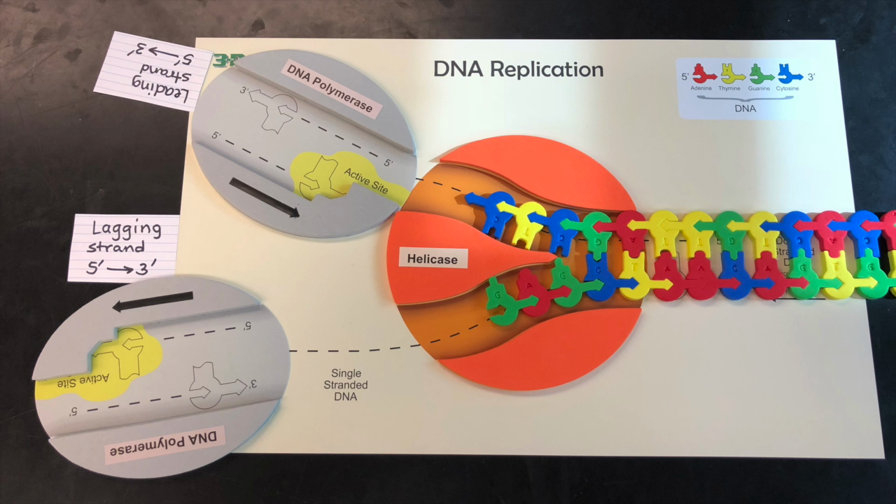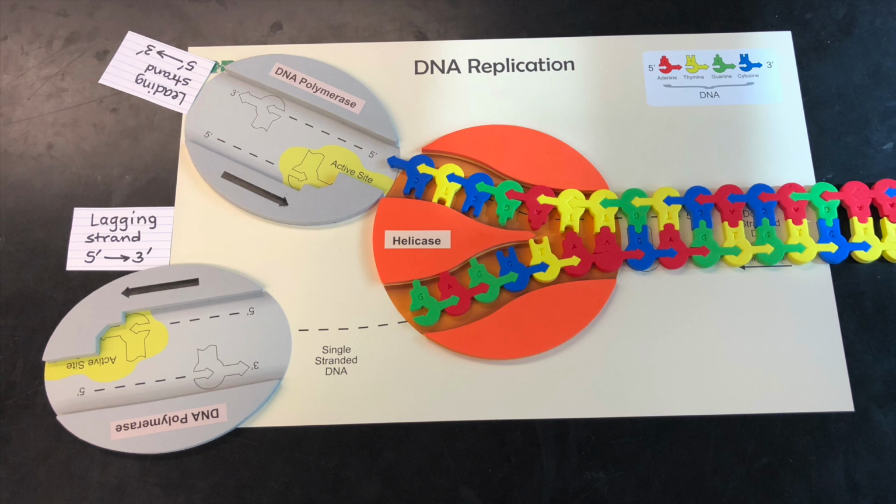From the replication fork, the DNA is split into two. A helicase unwinds the double helix into two parts, with one side going 5' to 3' and the other 3' to 5'. The two strands are then aided with single-stranded binding proteins that help to stabilize the strands.